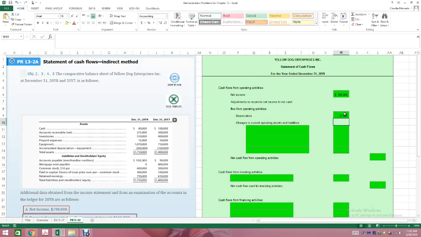Sorry. Like I mentioned, I need a new keyboard. $115,000. Okay.